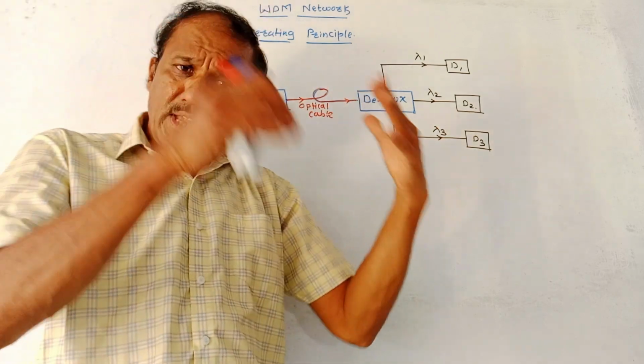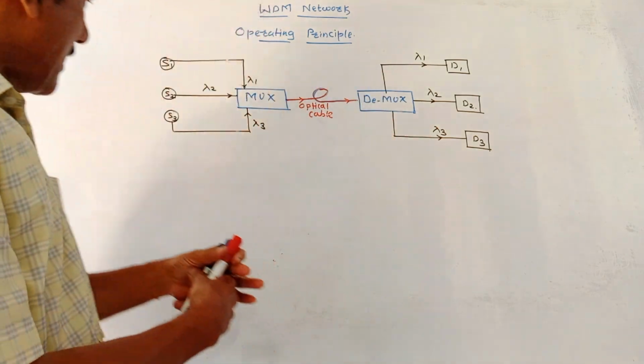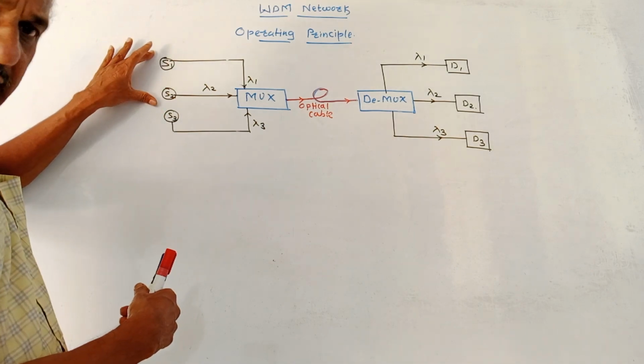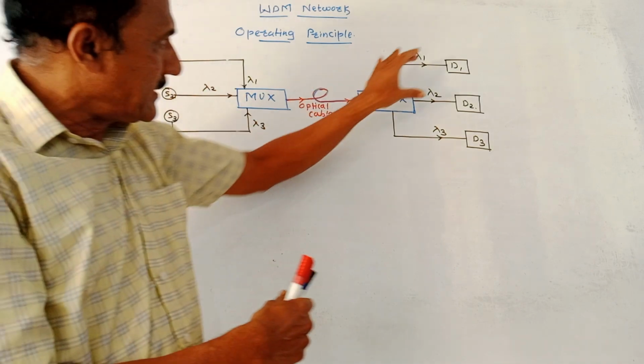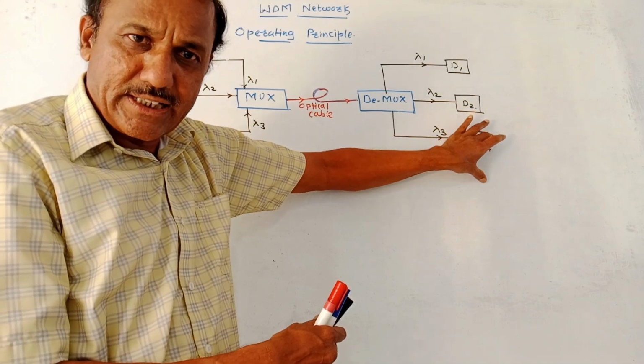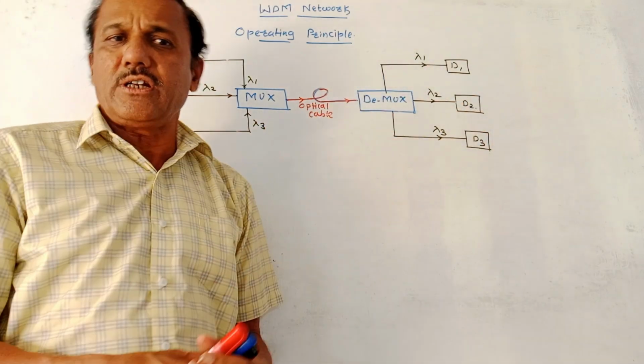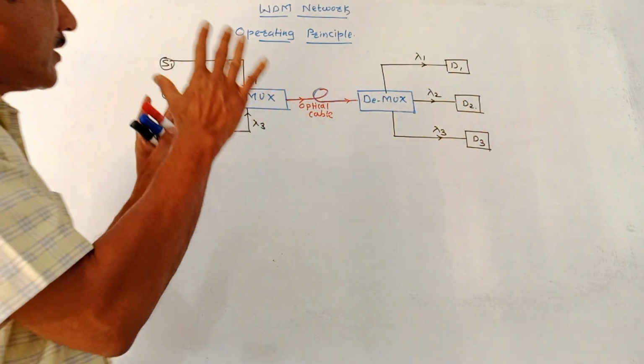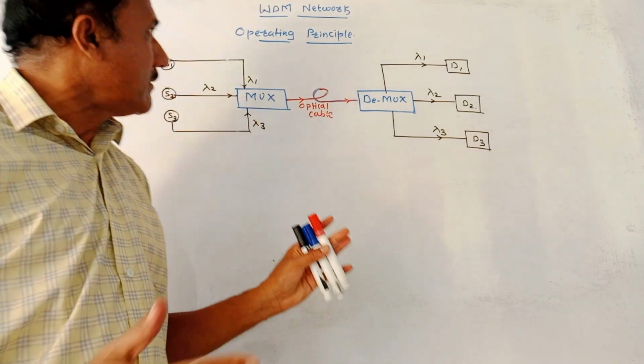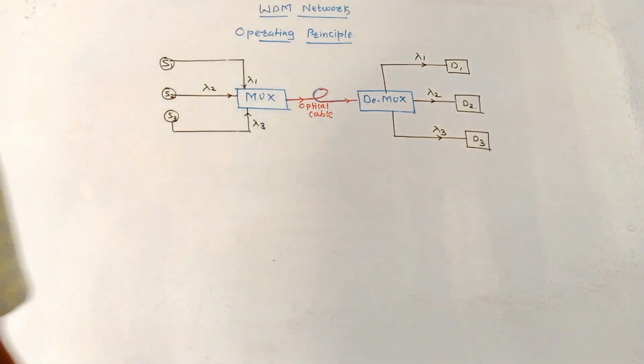Now you may well implement two directional. That means you can show two sources here and one detector, as well as two detectors and one source at this end. So this will be the bidirectional communication. So this is about the operating principle of WDM network.